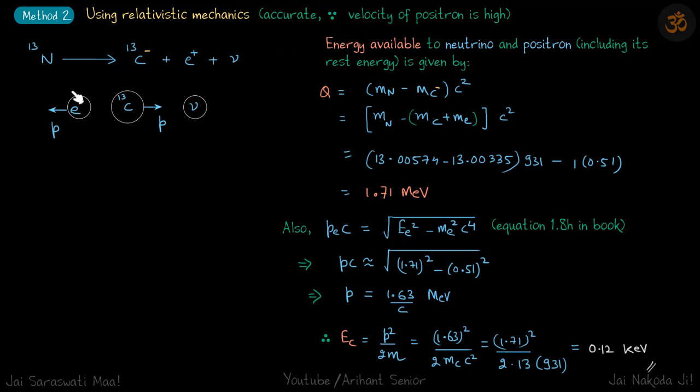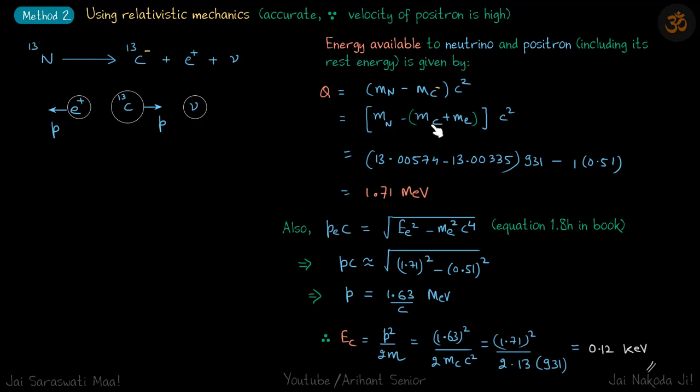So positron has a high velocity, so that's why we have to do it with relativistic mechanics. So energy available to neutrino and positron, including its rest energy, is now given by mass of N minus mass of carbon, that's it, into c square. So this is the whole energy available to positron and neutrino.